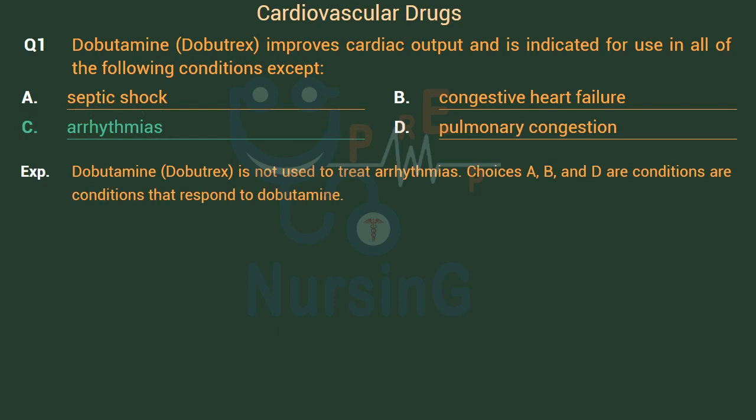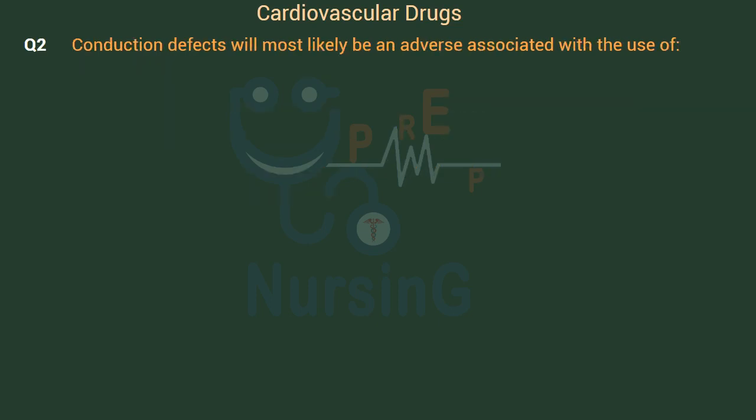Arrhythmias. Dobutamine, Dobutrex, is not used to treat arrhythmias. Choices A, B, and D are conditions that respond to dobutamine.